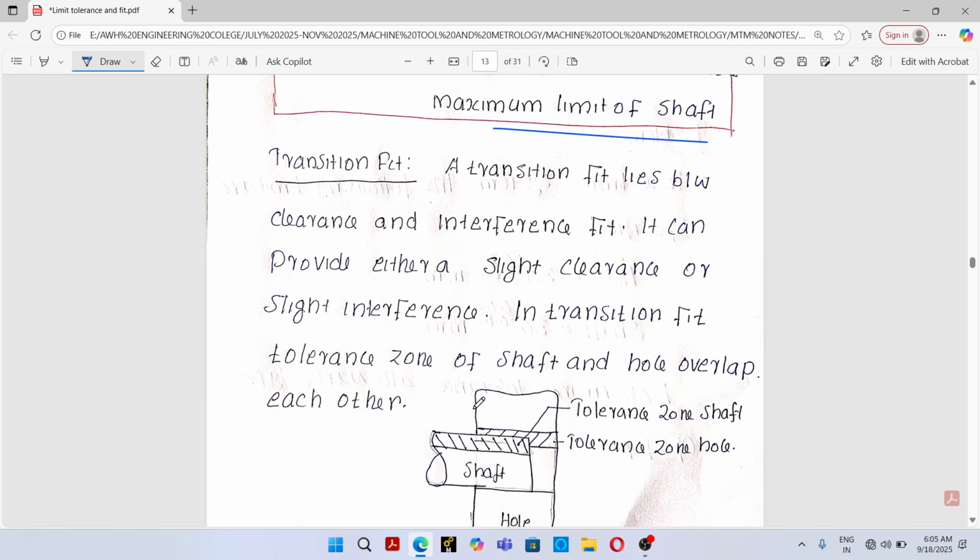Then third one is transition fit. See, a transition fit lies between clearance and interference fit. It can provide either a slight clearance or a slight interference. In transition fit, tolerance zone of shaft and hole overlap each other. See, in transition fit, the tolerance zone of shaft and tolerance zone of hole will be overlapping each other.